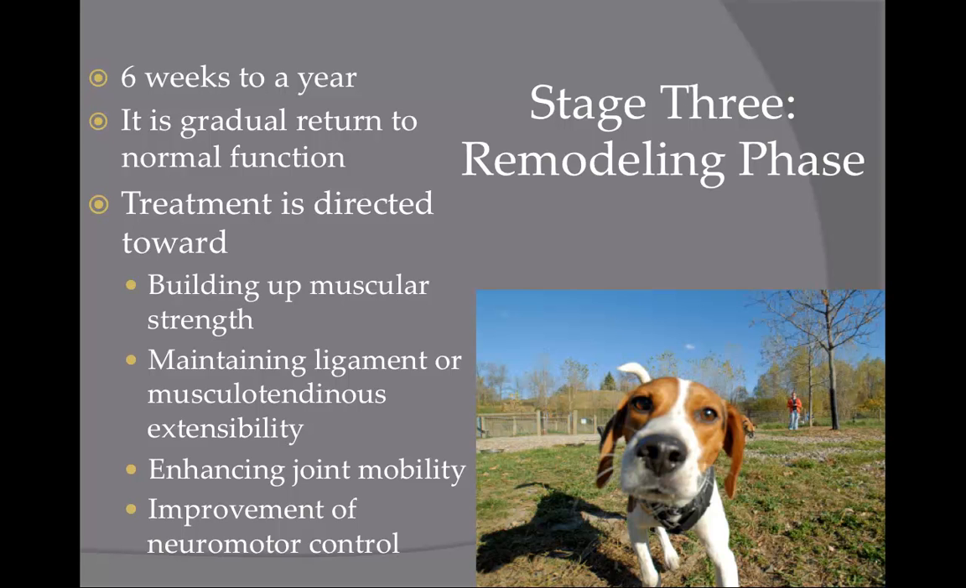Stage 3 is the remodeling phase. This will be within week 6 to a year. Now, this is where the gradual return to normal function will take place. Treatment should be directed towards building up muscular strength, maintaining ligament extensibility, and enhancing joint mobility along with improvement of neuromotor control.